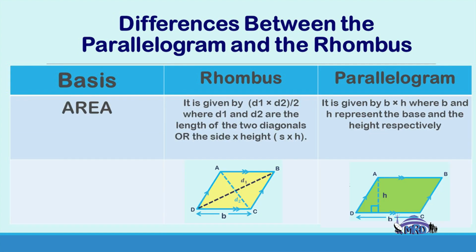The fourth property is the area. The area of the rhombus is D1 times D2, all divided by 2, where D1 and D2 are the diagonal lengths of the rhombus. The parallelogram, however, has an area of base times the height, where the height must be perpendicular to the base.